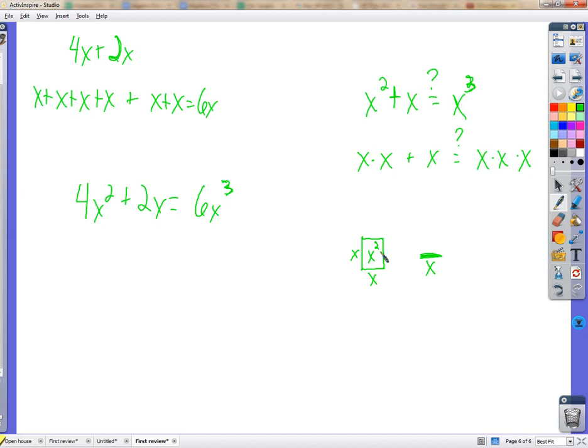They're not like terms. So what's the definition of like terms? How do I know things are like terms? They have the same.